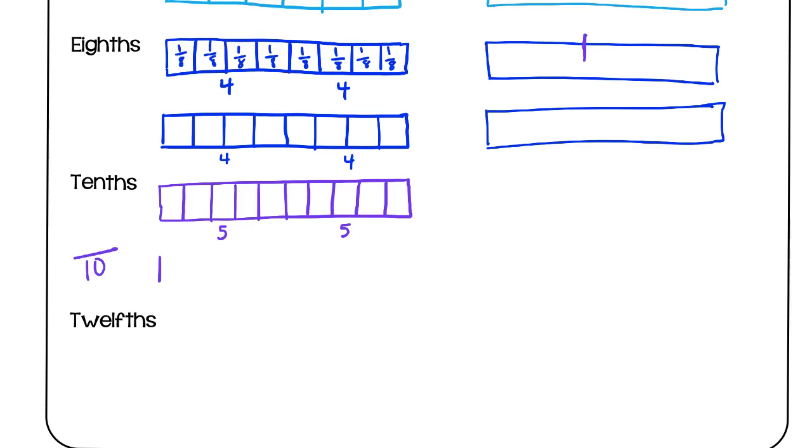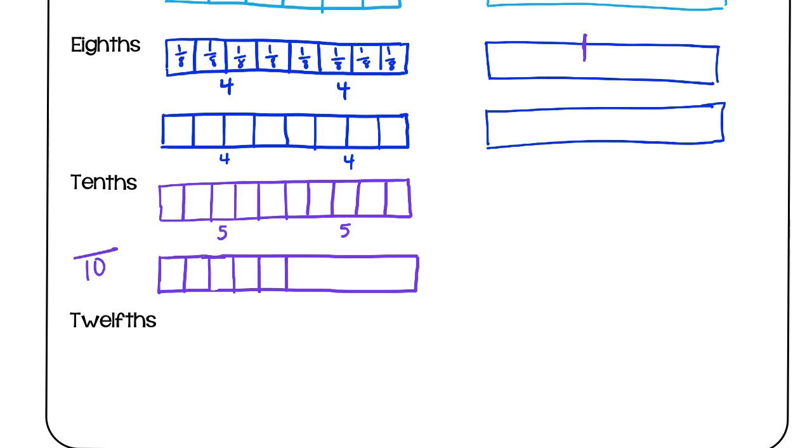Draw your whole. Because 10, the denominator, tenths, is an even number, we're going to split it in half. And we're going to take a piece out of the middle and split each of these side pieces in half. Oh, that doesn't quite look like equal pieces, so I'm going to erase this part really quick and try this again. There we go. Those look better.